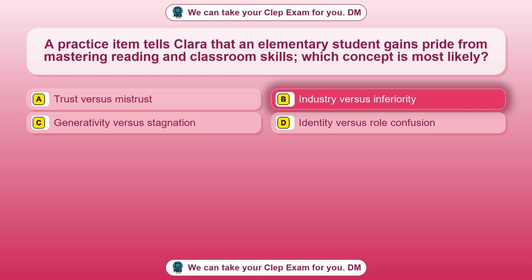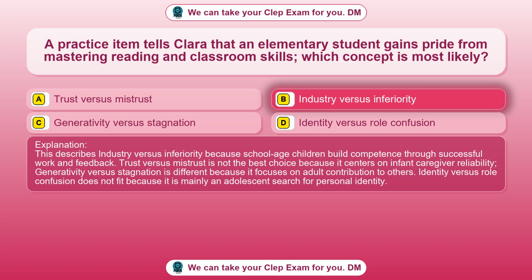Industry versus inferiority. This describes industry versus inferiority because school-age children build competence through successful work and feedback. Trust versus mistrust is not the best choice because it centers on infant caregiver reliability. Generativity versus stagnation is different because it focuses on adult contribution to others. Identity versus role confusion does not fit because it is mainly an adolescent search for personal identity.